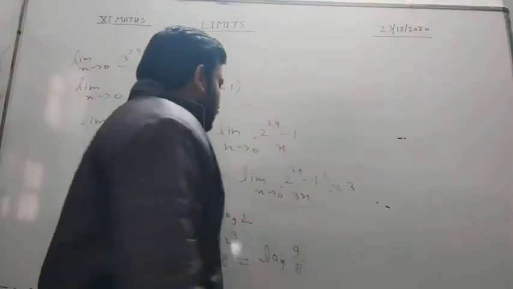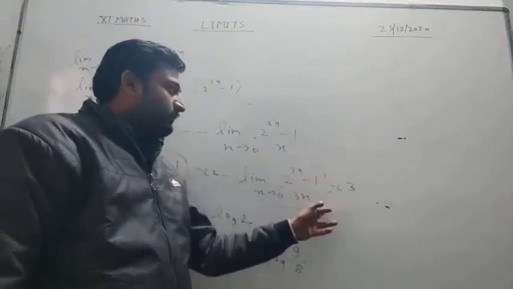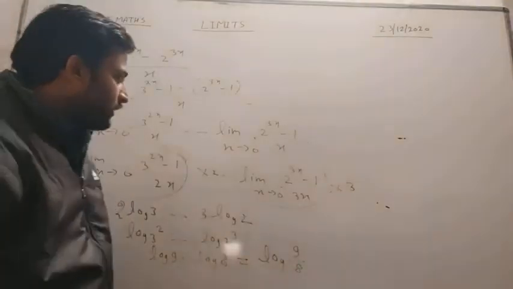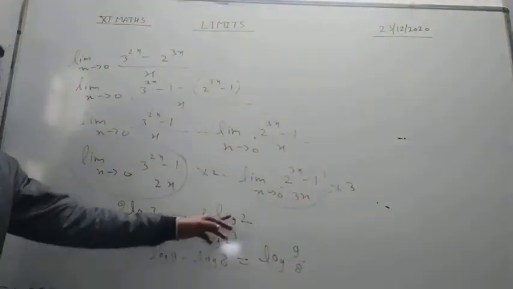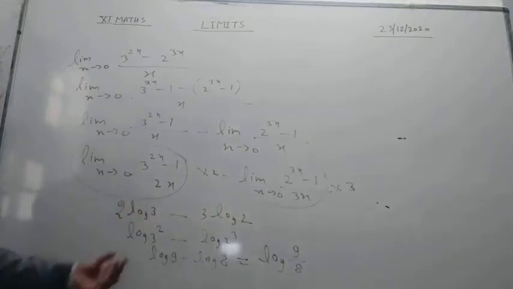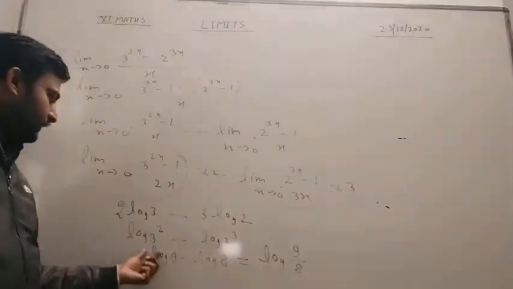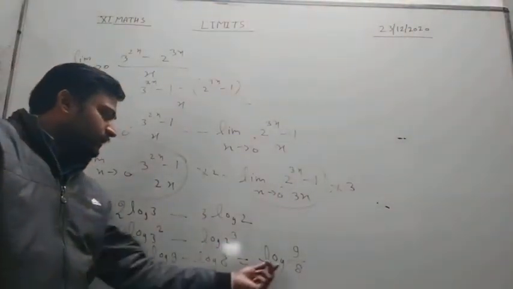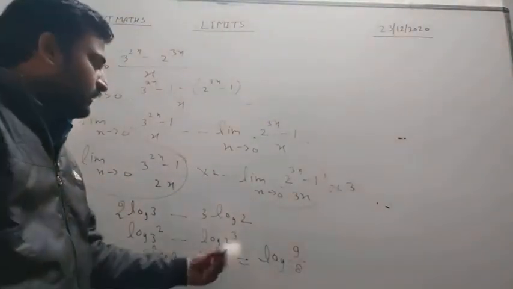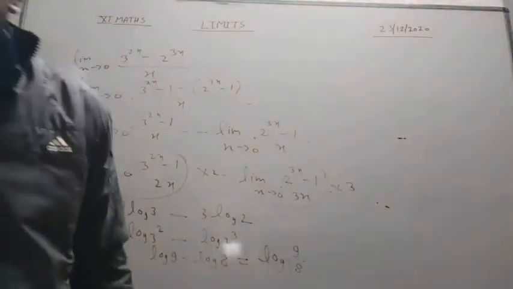What we are seeing, this part is limit a to the power x minus 1 by x. Okay, so this is the formula of log a. So we can write this as log 3 into 2, and this is log 2 into 3. So we write log 3 to the power 2 minus log 2 to the power 3. And this is log 9, and this is log 8, and this will be log 9 by 8. I hope you understand. This will be our required answer. Okay, student? Thank you.